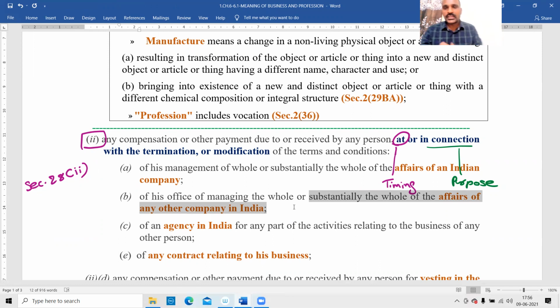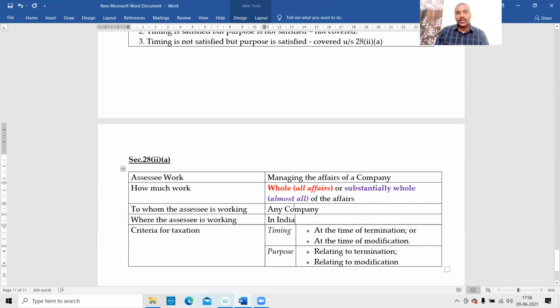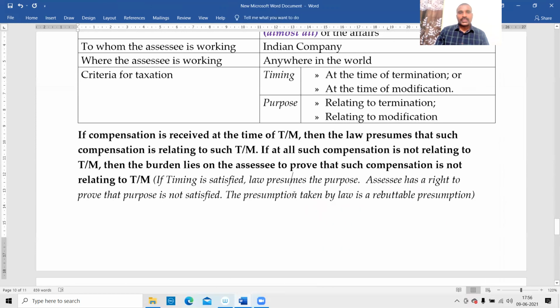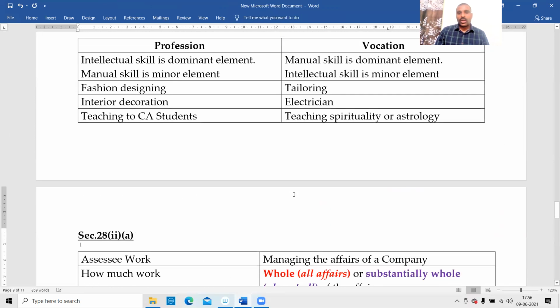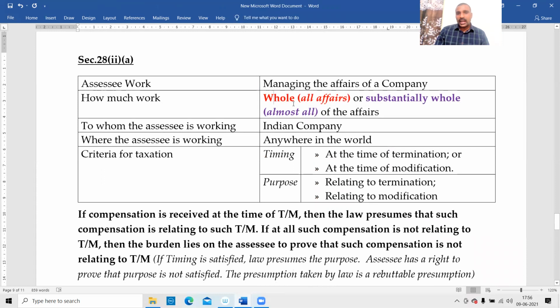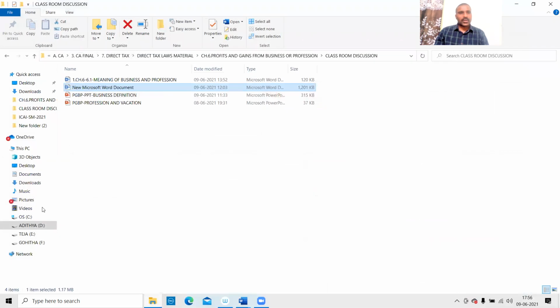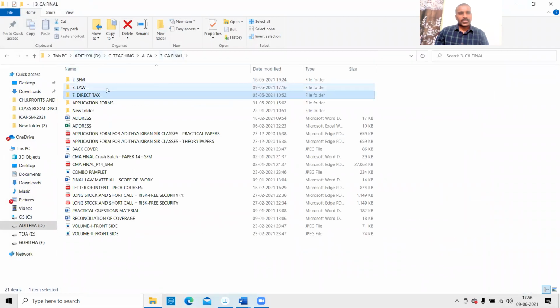Okay, right. So this is how we have to read the connection, termination or modification. But the important point I need to stress here is, so far as the words managing the whole or substantially the whole of the affairs of a company are concerned, I suggest you read the definitions of manager and managing director as given in the Companies Act 2013. As per the Companies Act 2013, I'll show you.